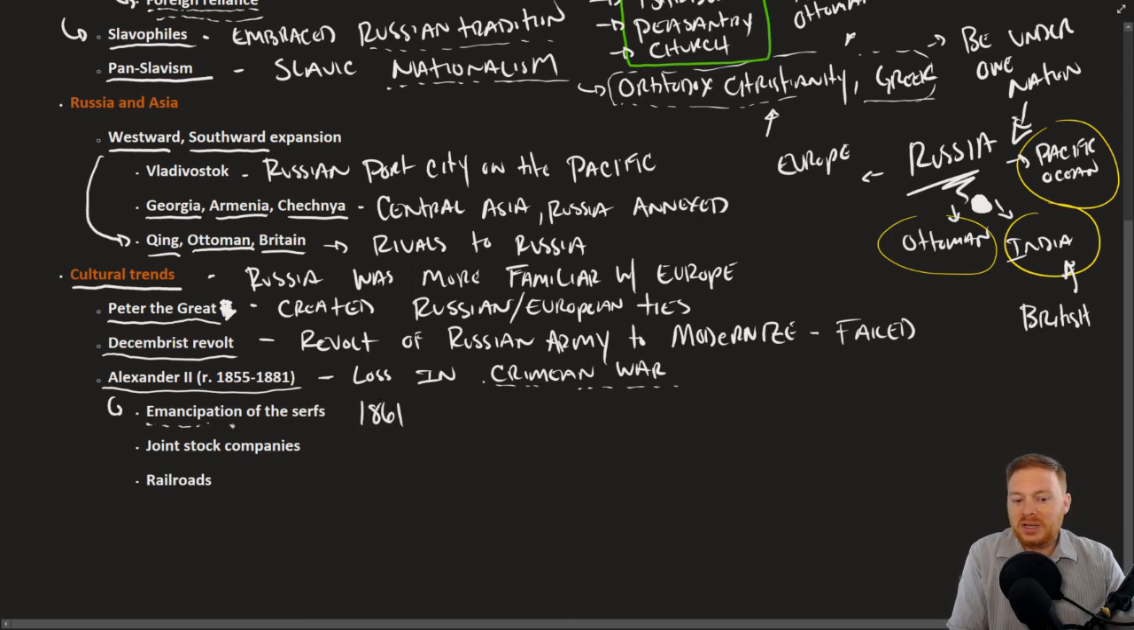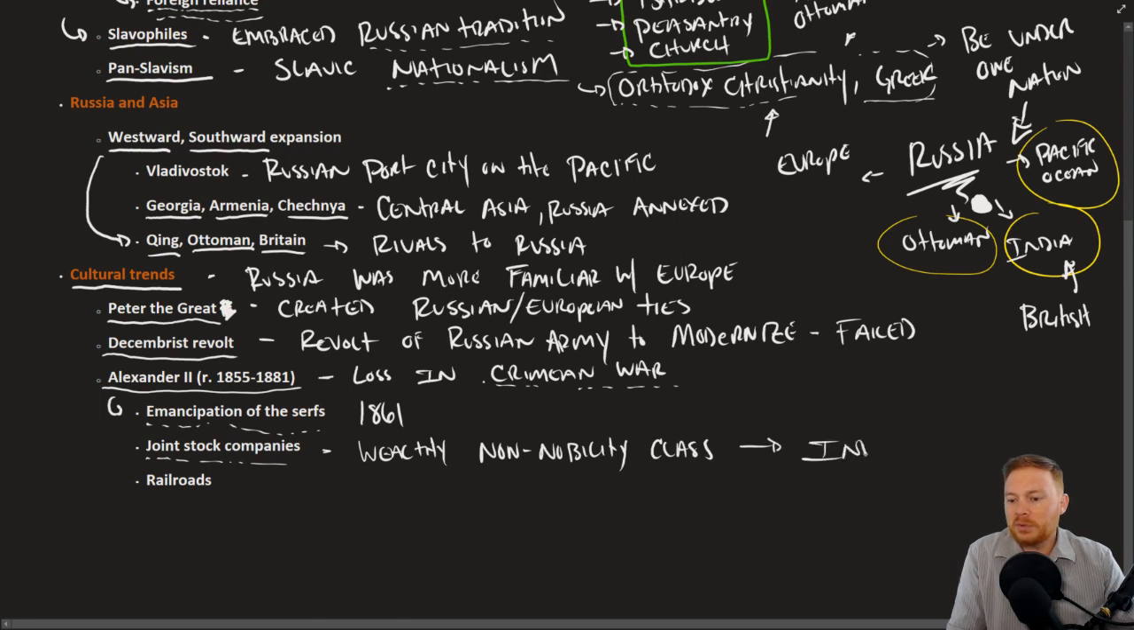This was after slavery had been abolished in places like Great Britain, approximately the same time that slavery is being abolished in the United States, 1860, so very late. The creation of joint stock companies, which would create a wealthy non-nobility class in Russia. Again, this would be the class that then could promote or provide industry without having to rely on foreigners. And lastly, the construction of railroads to make Russia a more efficient state.